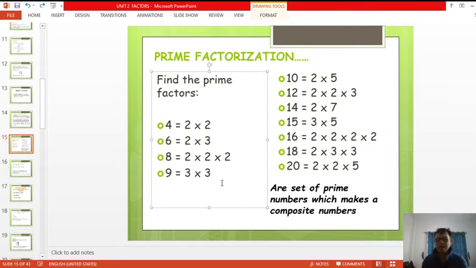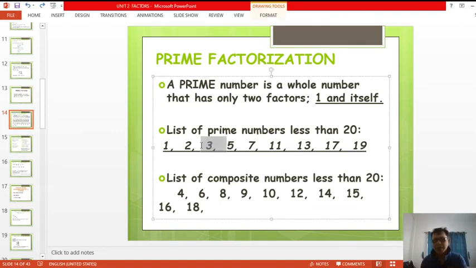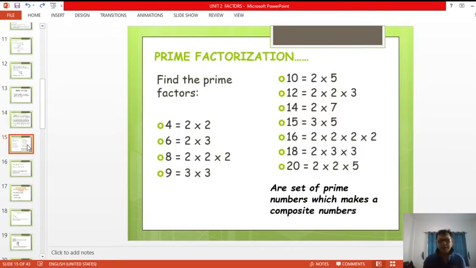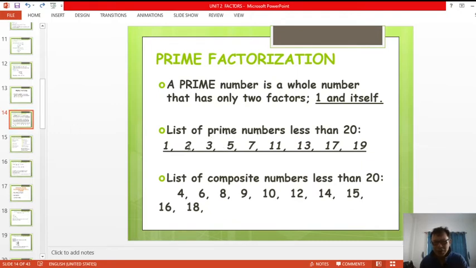How about 9? Of course, 9 is very easy. 3 times 3. Is 3 a prime number? Yes. Look at the list I'm giving you here. See, 3 is there. 3 is a prime number. Now, how about 10? Again, 10, we have 2 times 5. That's it. There are no other factors aside from that. But are they prime numbers? Yes. Let's go back again so that you'll understand. See? 2 and 5 are prime numbers.